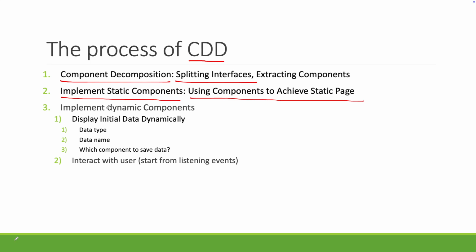Then after that, you will implement dynamic components, like displaying initial data, data type, data name, and components to serve data. And then you add interaction with users, like listening for events. So this is the process of CDD, and we'll do it one by one, okay?